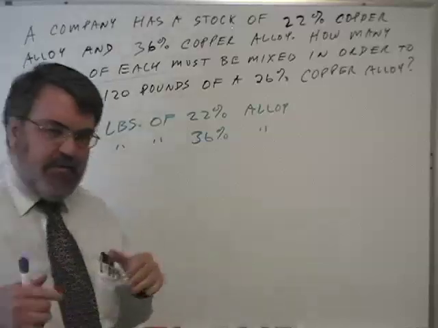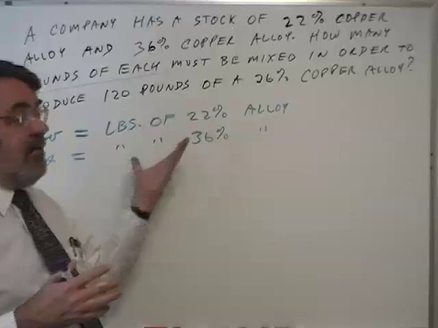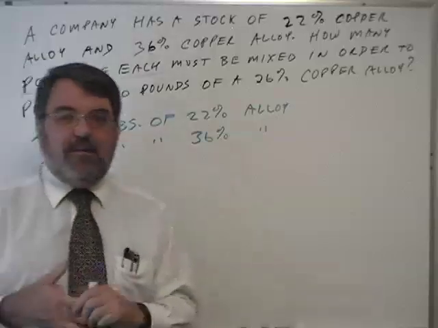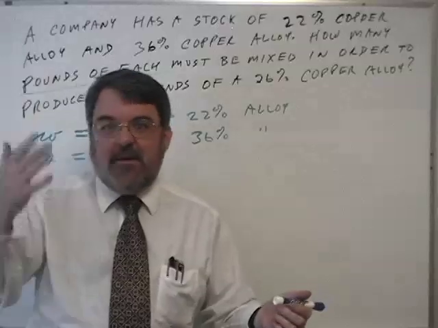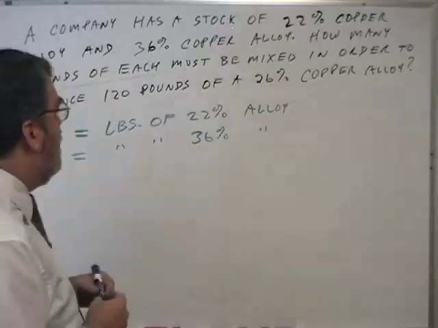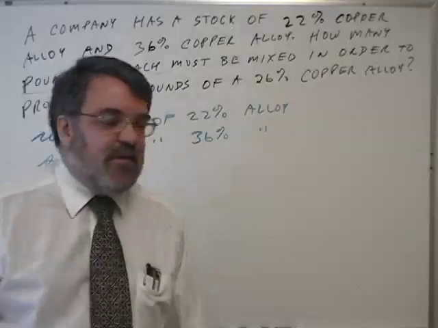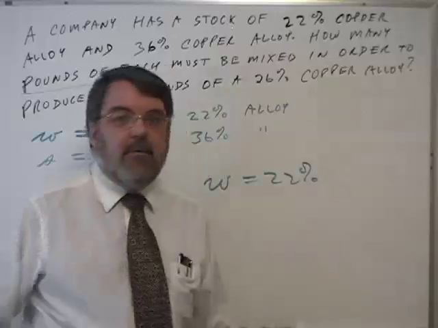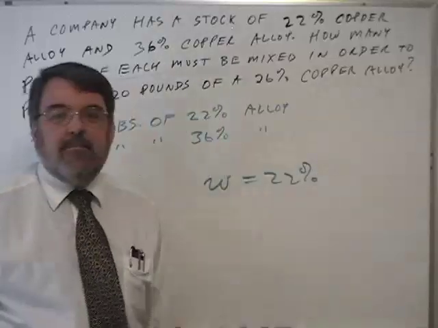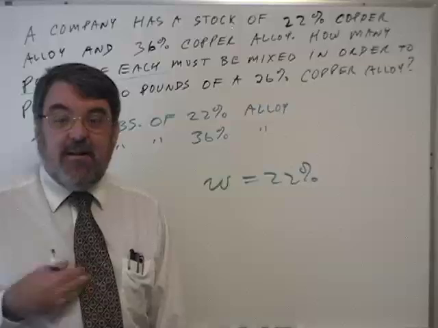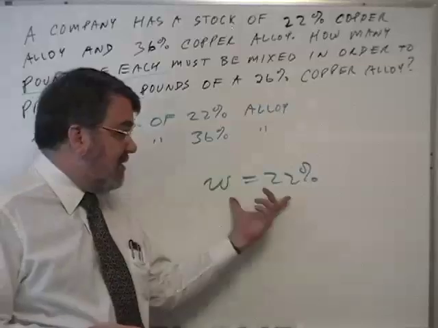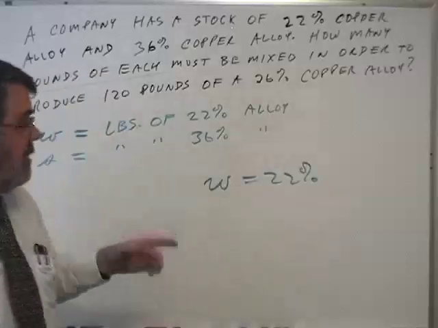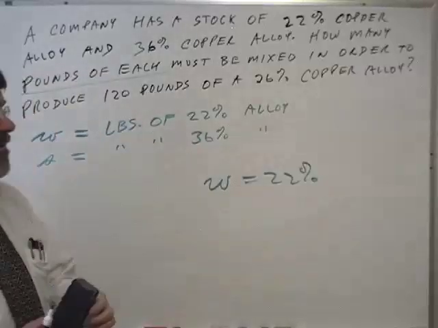I've seen people get stumped on these problems because they're not writing down properly what their letters represent. Usually my students write down something because they think, I talked about it, maybe they should. But if you wrote W equals 22%, what does that tell you? It tells me nothing, because I want to solve for a letter. This one looks like it's already solved. So be descriptive: pounds of the 22% alloy.